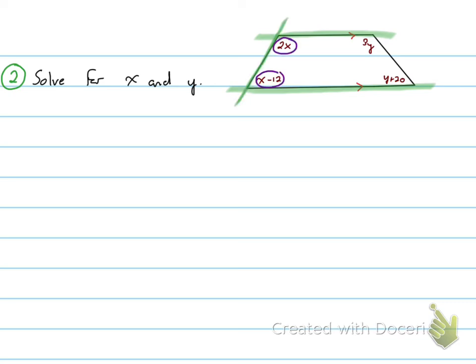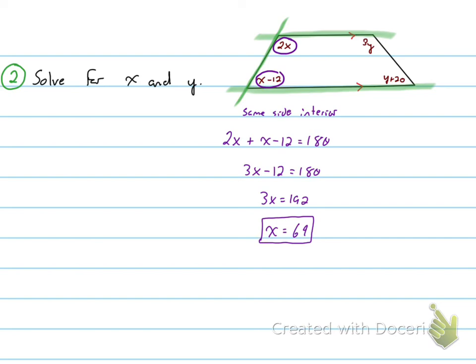Let's start with x. I see that those two angles are same side interior, so I'm going to add them together and set them equal to 180. So I have 2x plus x minus 12 equals 180. I'm going to combine like terms, so I get 3x minus 12 equals 180. I'm going to add 12 to both sides. Finally, I'm going to divide by 3. x would have to be 64.